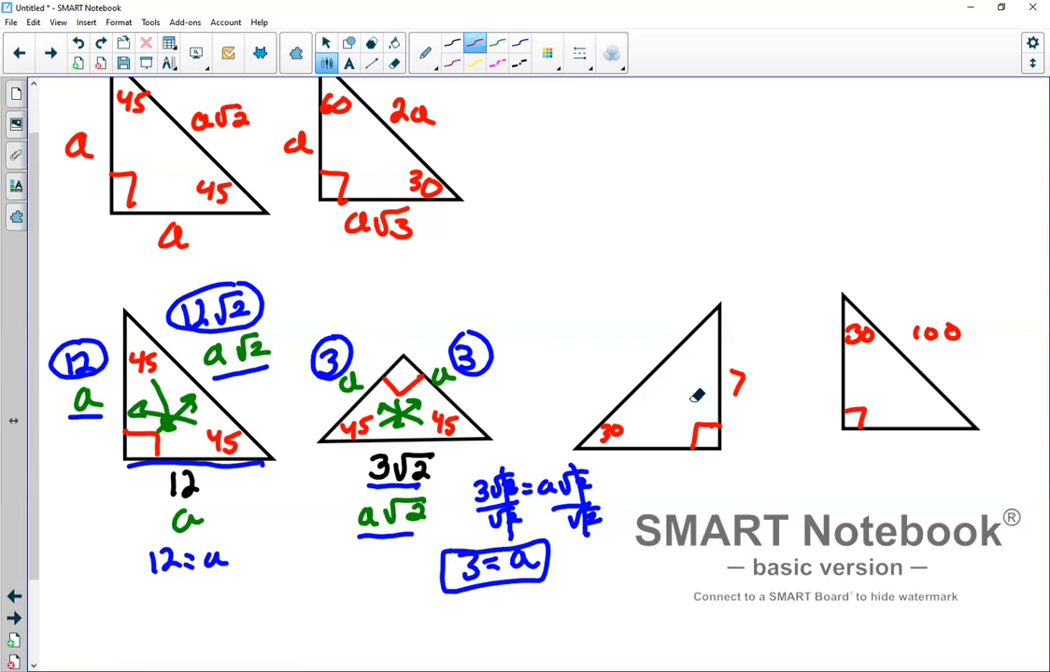Okay, next one. We have 30. If this is 30, this is a right angle, this must be 60. And I'm going to use this triangle to identify my things. This is slightly different, so make sure you look at the triangle you're given on the test. So across the 30 is A. Across the 60 is A root 3. And across the hypotenuse is 2A.